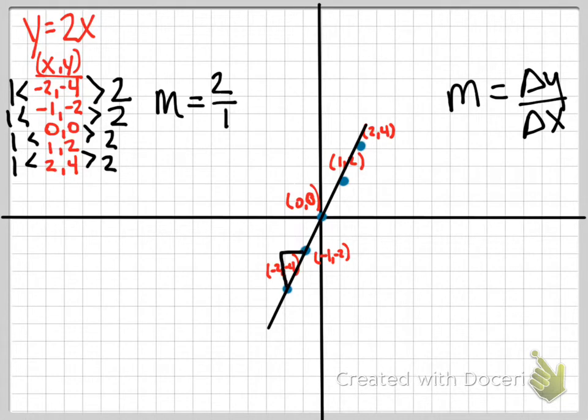So if we look at the change in y over here on the left side, we see that the y is changing 2 each time. It's going up 2 each time, from negative 4 to negative 2. And we can see that the x is going up 1 every time. So we could say that the change in y is 2 and the change in x is 1, and we'd write that as 2 over 1, which we understand is just 2.